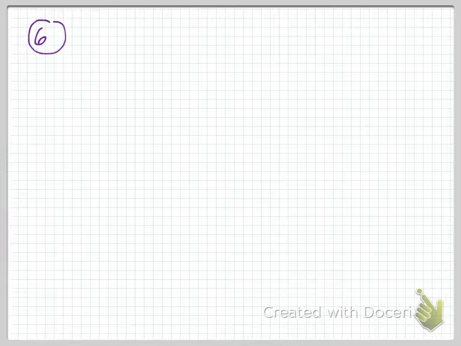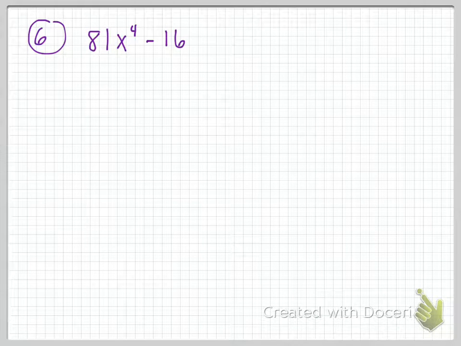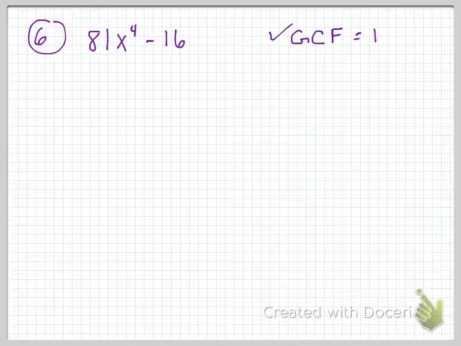Next one, problem number 6. And let's see what we got. Problem 6: 81x to the 4th minus 16. So we first look for a GCF. It's just 1. Done. Then we notice it's got two terms.